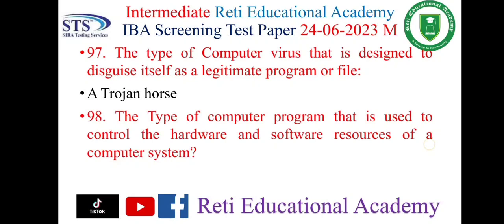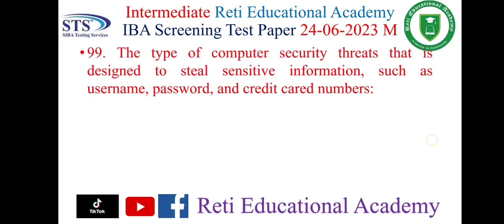Question number 98. The type of computer program that is used to control the hardware and software resources of a computer system. And the correct answer is A. Utility programs. Question number 99. The type of computer security threat that is designed to steal sensitive information such as username, password, and credit card information. And the right answer is D.